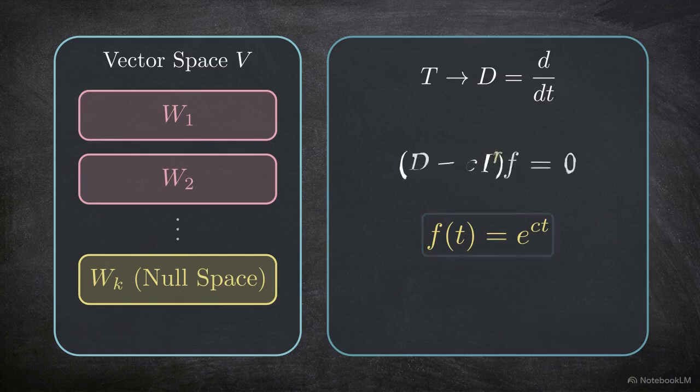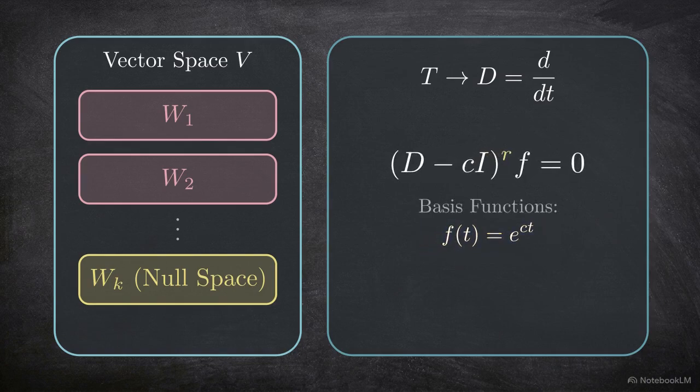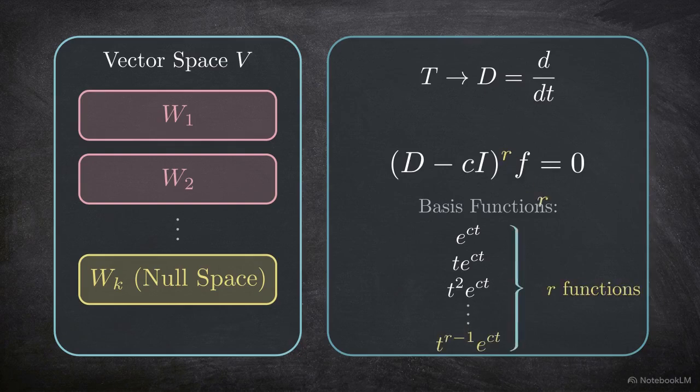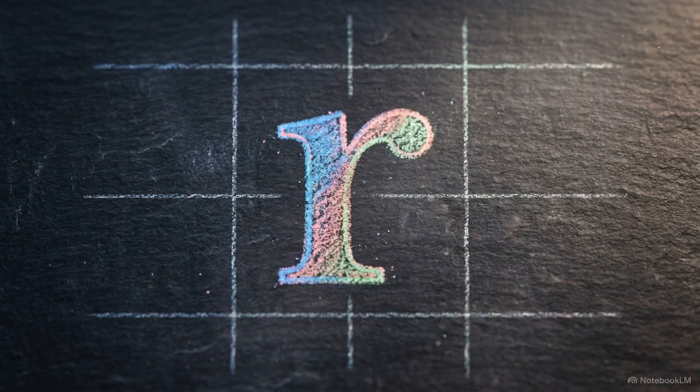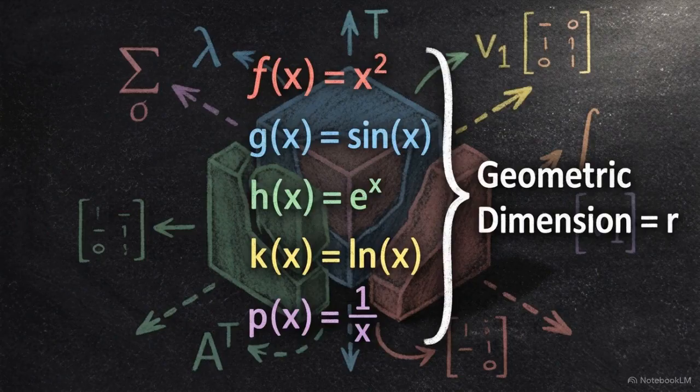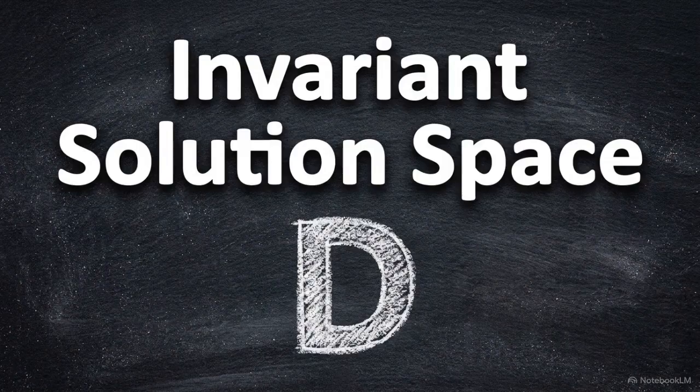When we expand the solution to the full power r, the null space is spanned by an expanded list of basis functions, e to the ct, t times e to the ct, all the way up to t to the r minus 1 times e to the ct. We have exactly r independent basis functions. The algebra of the polynomial has directly dictated a geometric dimension of exactly r, proving that this solution space is a perfectly invariant geometric structure under differentiation.